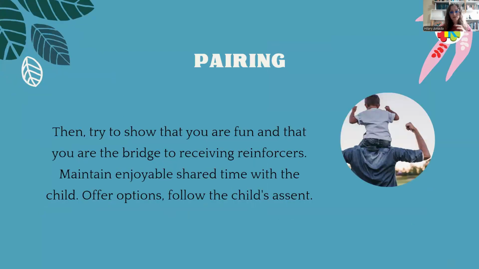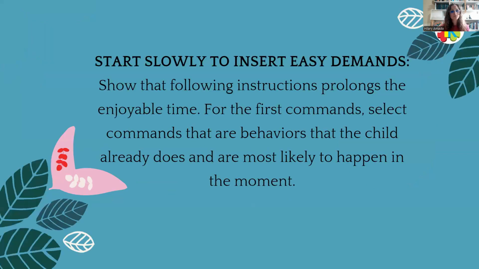Pairing is another process of building a bond. So you want to try to show that you're fun, you're that bridge to receiving reinforcers. You want to maintain enjoyable shared time with the child, offer options, follow that child's assent, and pair or associate yourself with reinforcement. You want to start slowly, then insert easy demands. So show that following instructions prolongs the enjoyable time.